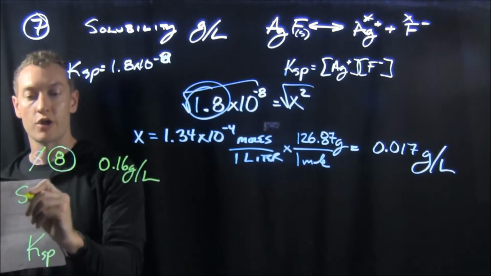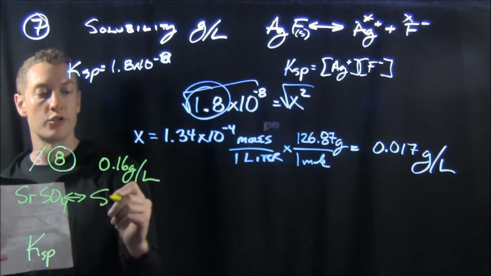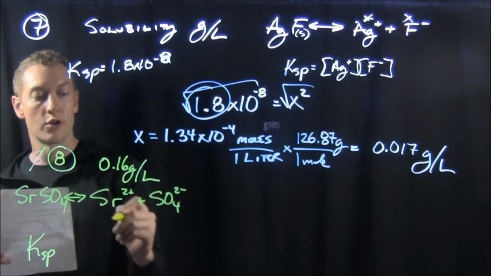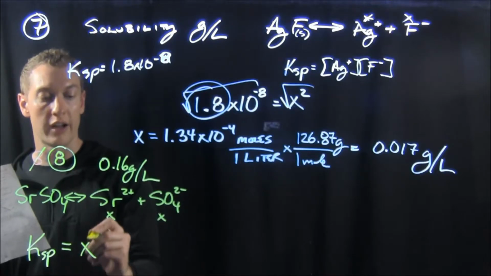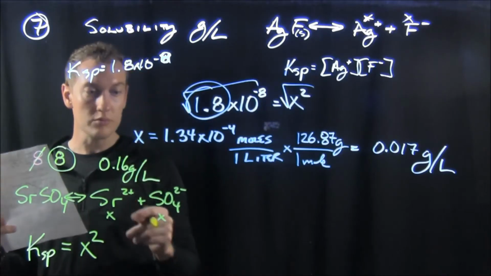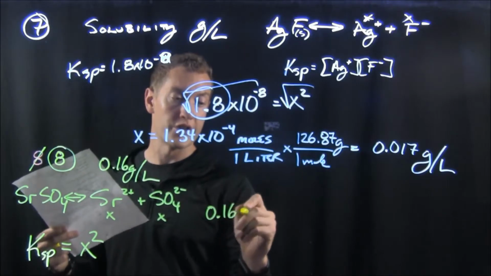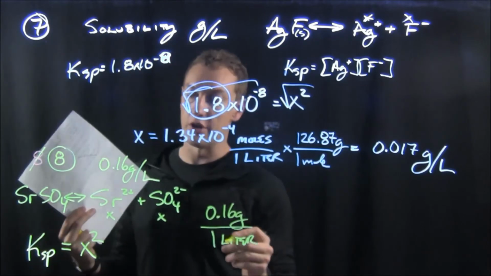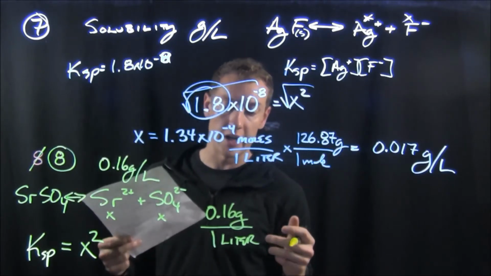The substance is strontium sulfate, which it's going to dissociate, same deal, into 2 ions, strontium 2 plus and sulfate 2 minus. So it just ends up being X and X. So Ksp is going to equal X squared, where X equals the molar solubility. So first we got to convert that 0.16 grams for every 1 liter to the molar solubility. And then we're going to plug it in for X. So we'll take the molar solubility, square it, and then that will equal our Ksp.